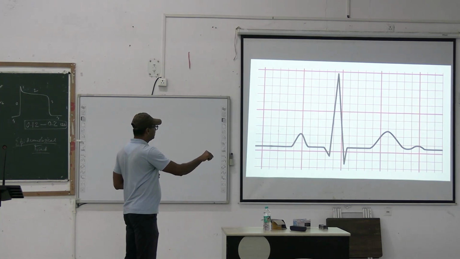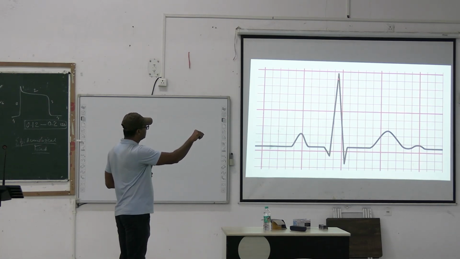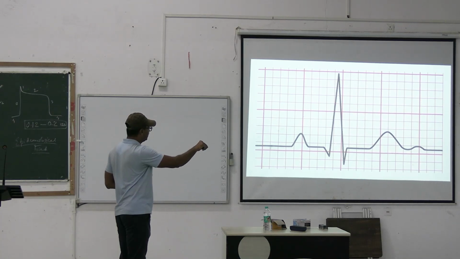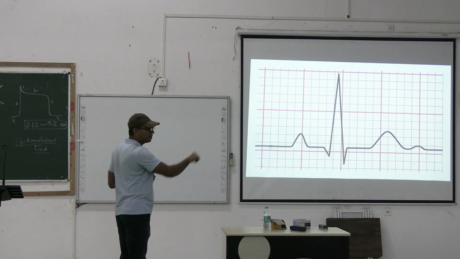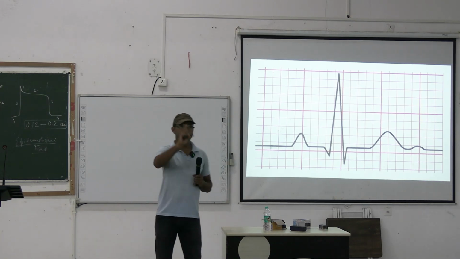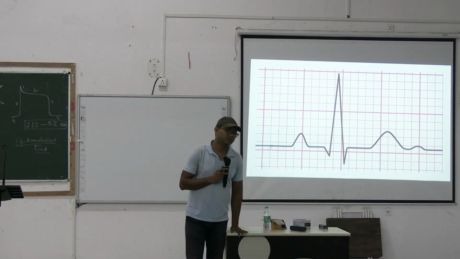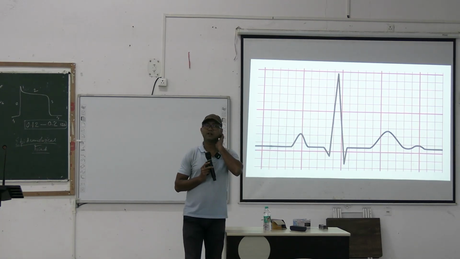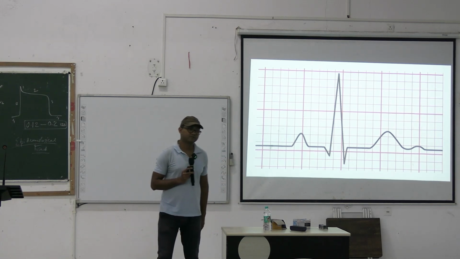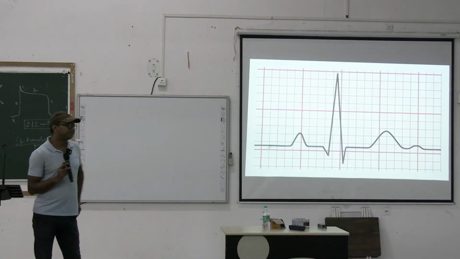So, from the baseline to the top, if you take it as a complete square, it is not complete yet. So, 1, 2, 3, 4, 5, 6, 7, 8, 9 and 9.5. Okay. So, consider it 10. Suppose it is 10 small squares. So, that means 1 millivolt. Voltage of R wave is 1 millivolt, 0.1 into 10.